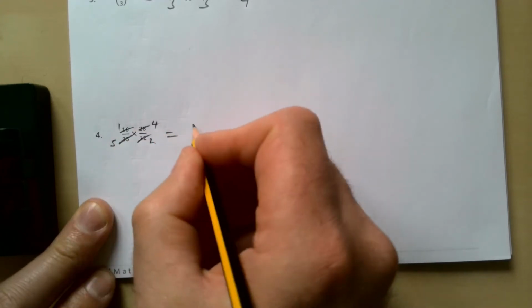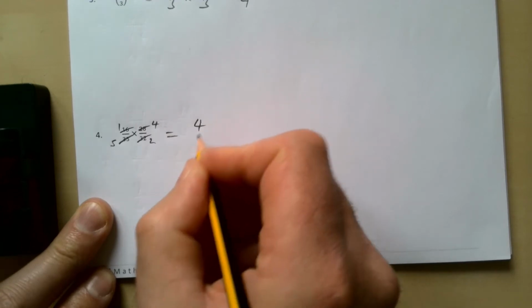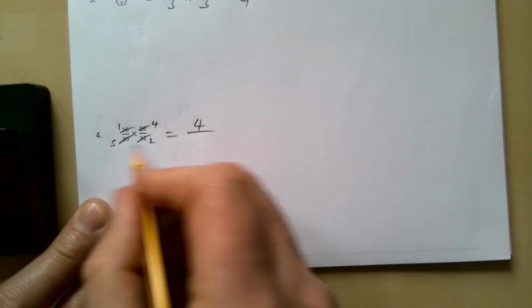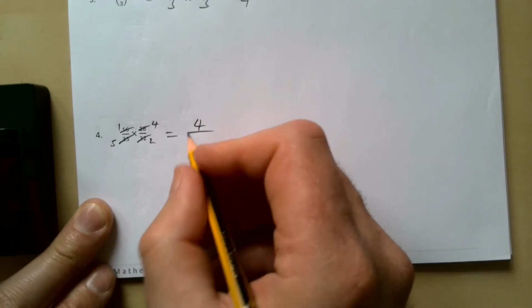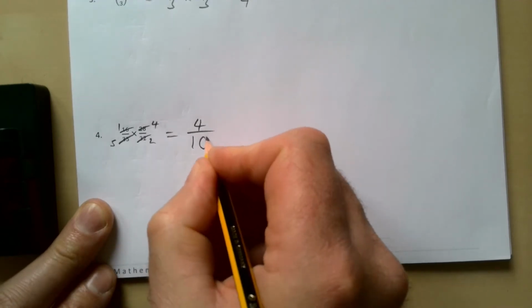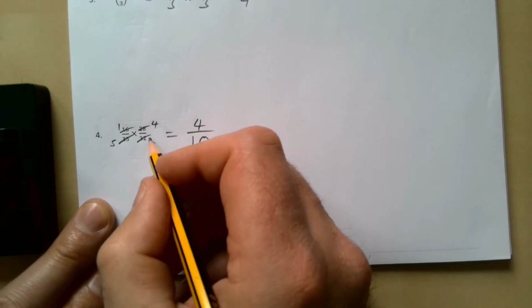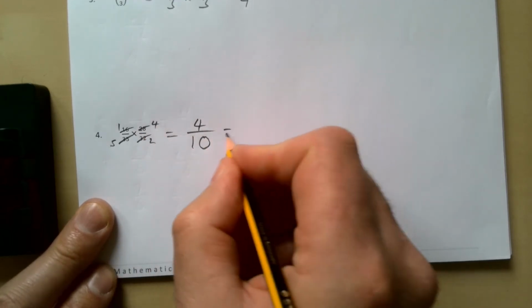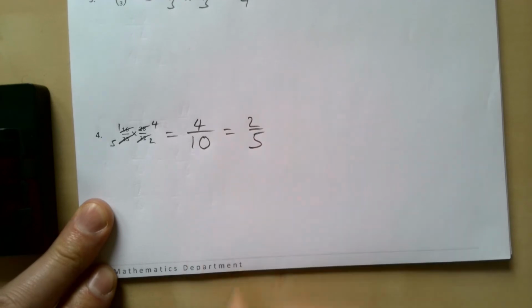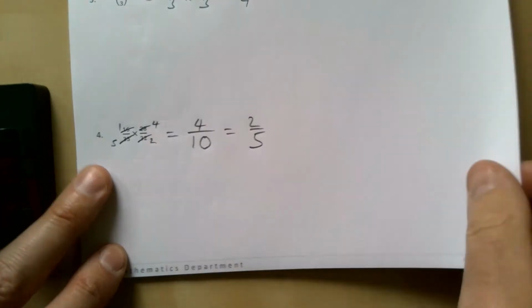1 times 4 is what we're left with on the top. That gives me 4. Sorry, I should have cancelled something else there. We can do it in a second. 5 times 2 gives me 10. You can cancel things that have already been cancelled. So this 2 and the 4 would have cancelled. That's why this cancels down a little bit further now. And we end up then with 2/5.